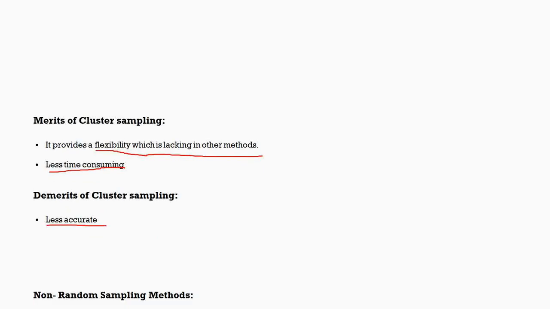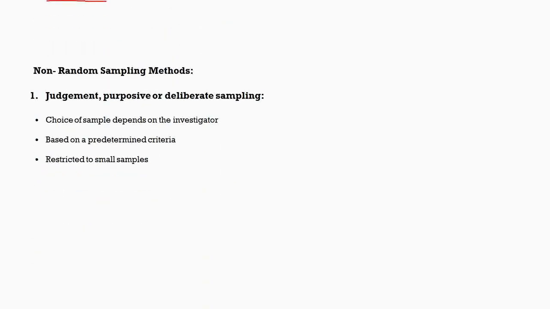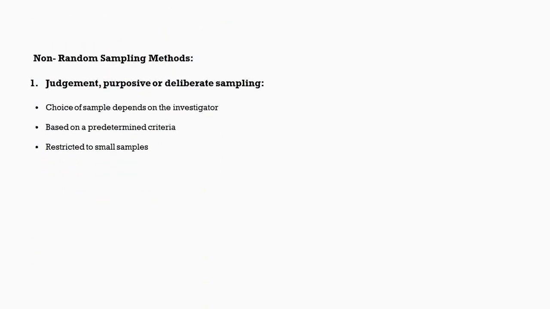Moving ahead, we have the non-random sampling methods. In that, the first one is judgment sampling. It's also called purposive or deliberate sampling. In this, the choice of the sample depends totally on the person, and the investigator determines a criteria priorly by which he has to select the sample, and it is always restricted only to small samples.